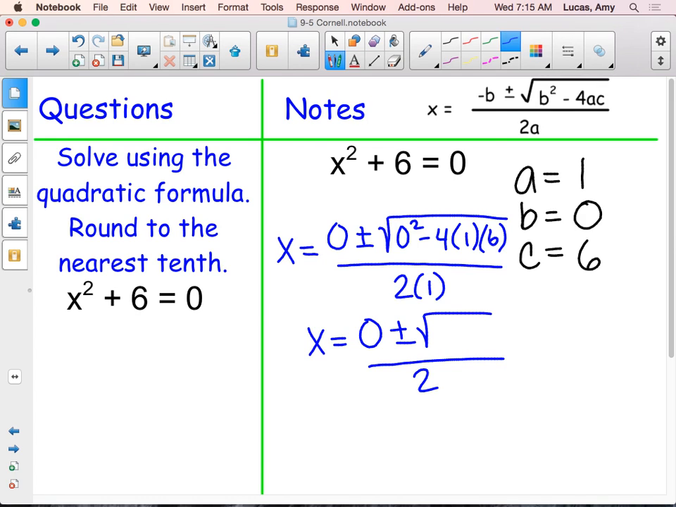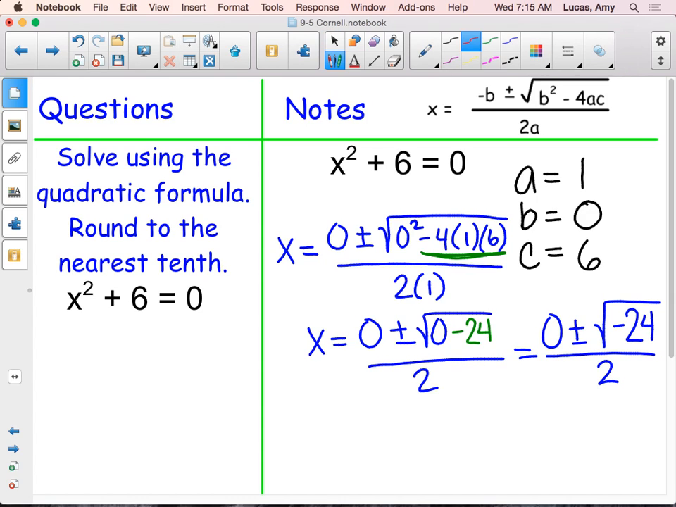Look at the discriminant. 0 squared is 0, and if I multiply all of these together, I get -24. 0 minus 24 is -24. So 0 plus or minus the square root of -24 divided by 2. If you try to solve the square root of a negative number on a calculator, it gives you an error message. You cannot multiply a number by itself and get a negative result. A positive times a positive is a positive. A negative times a negative is a negative. So there is not a square root of a negative number.